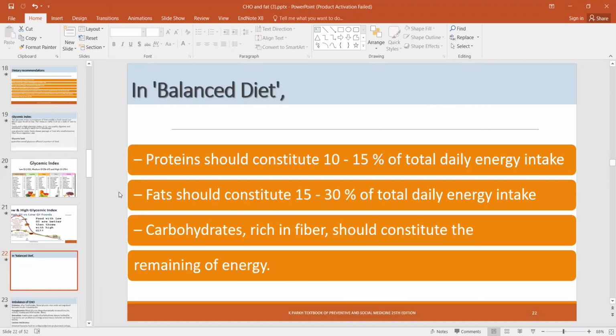In a balanced diet, protein should constitute 10 to 15% of total energy intake. Fat should constitute almost 15 to 30% of total daily energy intake, and carbohydrates rich in fiber should constitute the remaining energy.